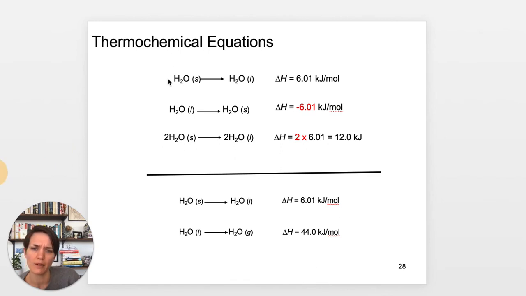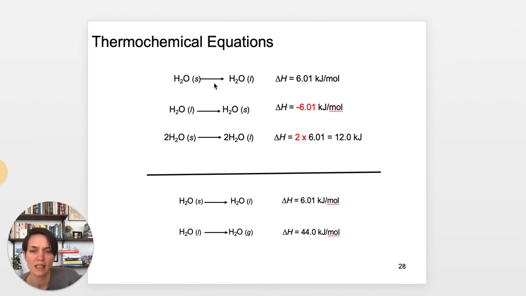So here we have one reaction. It's water going from its solid form to a liquid form, otherwise known as melting. So here we have the delta H that's associated with that. That enthalpy change, it's endothermic. We have a gain of 6.01 kilojoules per mole of water.